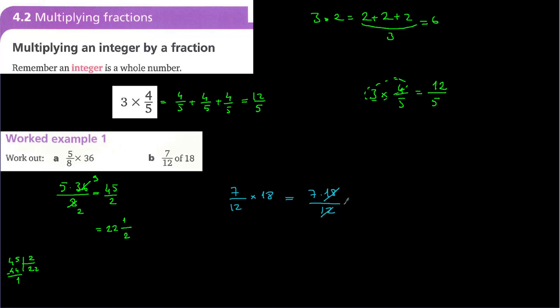Both of them are divisible by 6, so 18 divided by 6 is equal to 3, and 12 divided by 6 is equal to 2. So the answer is going to be 7 times 3, which is equal to 21, divided by 2. 21 divided by 2, if you divide, you are going to get 10 and 1 over 2. If you do this operation like the operation here, you are going to get this result.